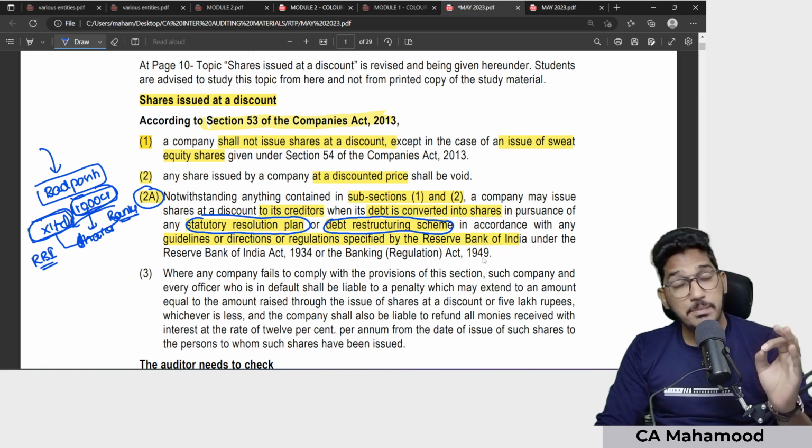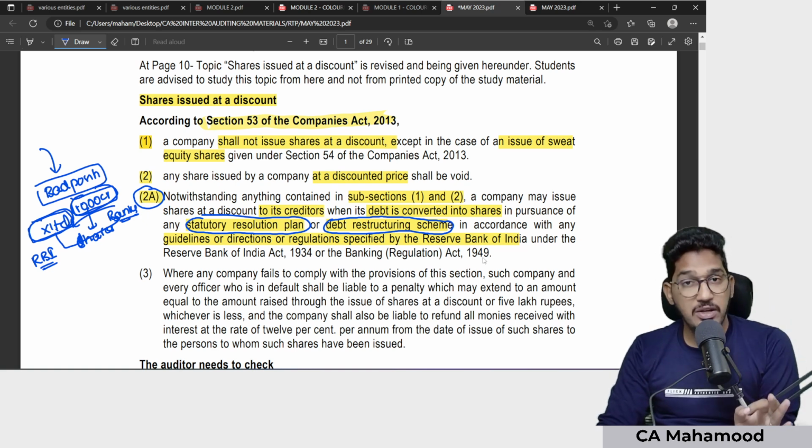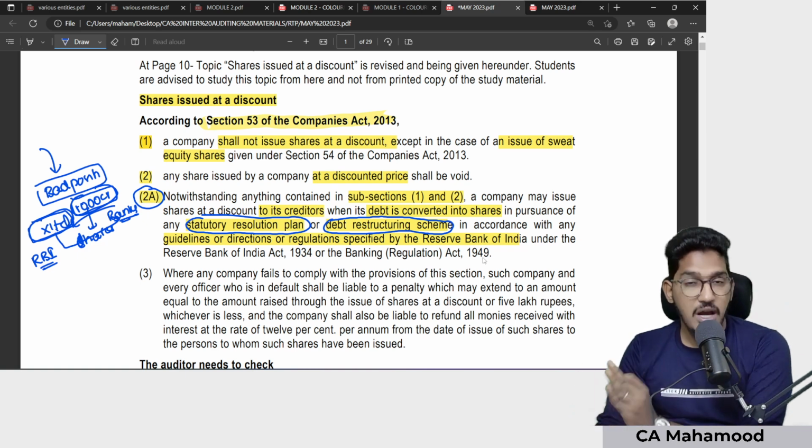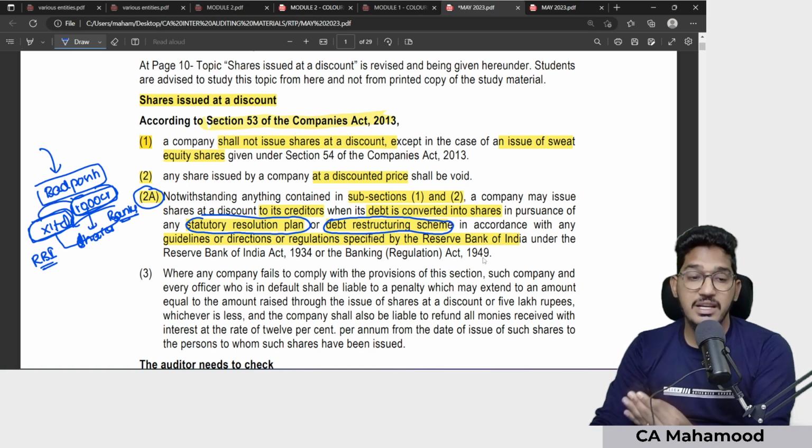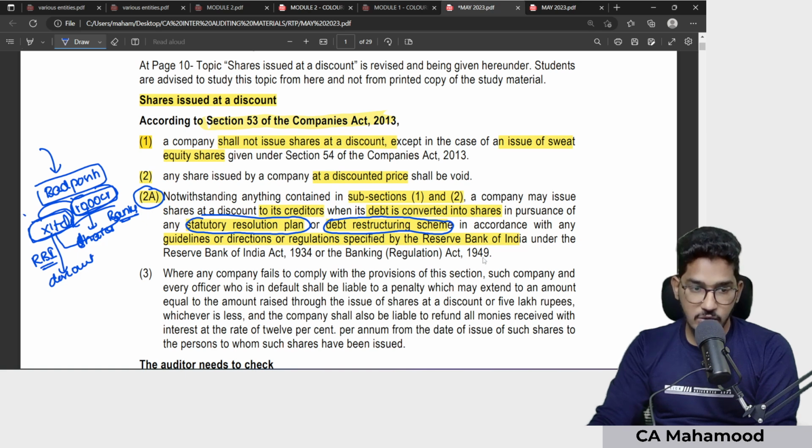As a part of that scheme, as a part of that statutory resolution plan or debt restructuring scheme announced by RBI, if this company has to issue the shares as a repayment of the loan, then those shares can be issued at discount. That can become valid only in this case.